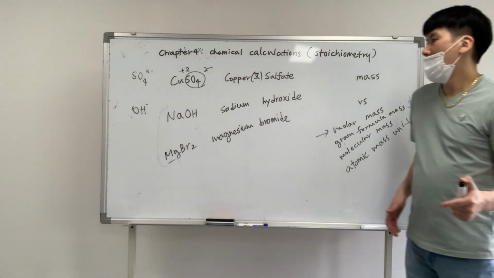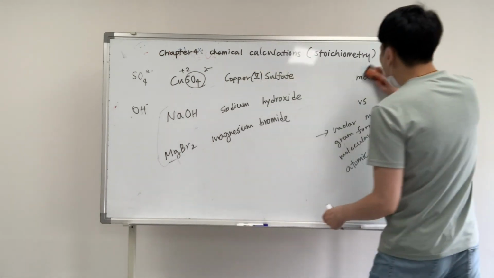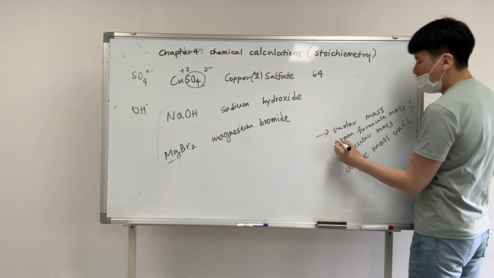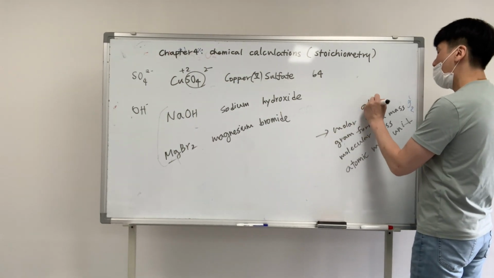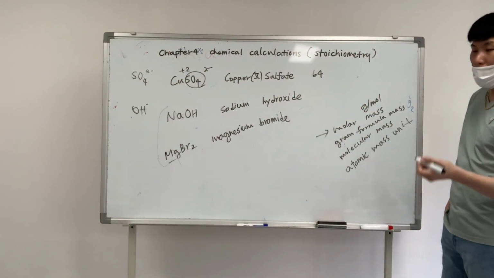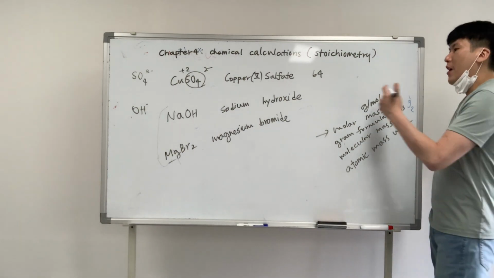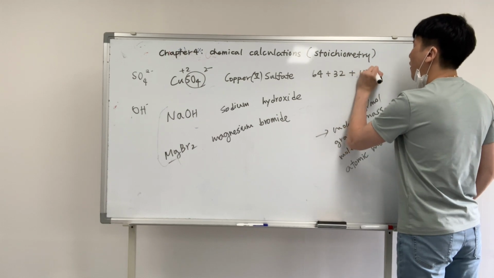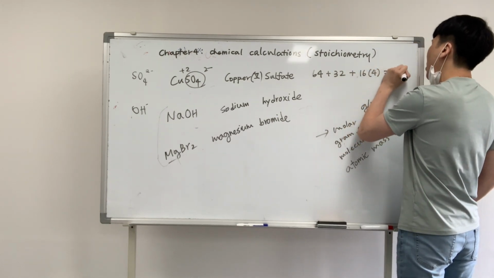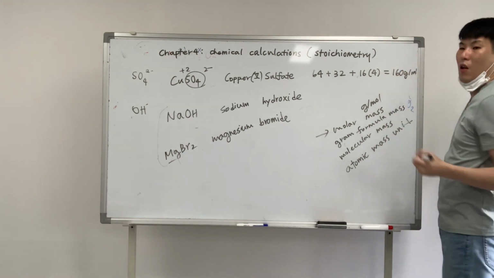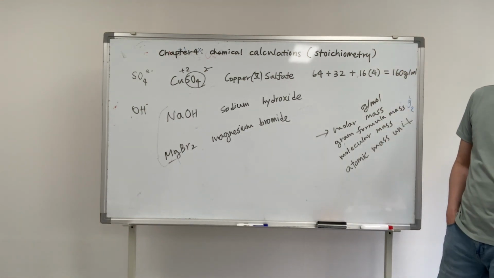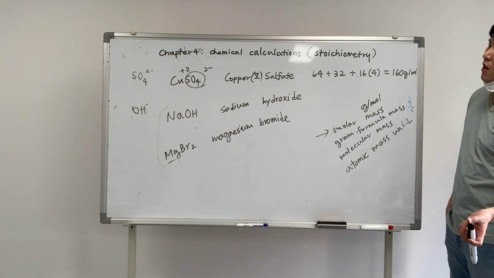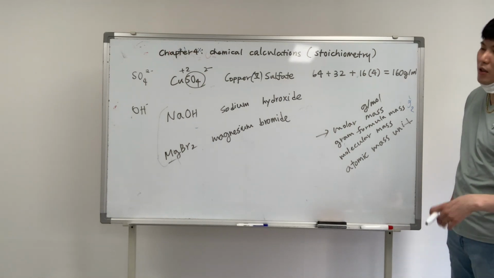So here, copper sulfate. Here we have 1 copper. Copper is 64. The unit for molar mass is gram per mole. Don't worry about the unit for now, okay? It's 64. S is 32. Oxygen is 16, but we have 4 of them. This adds up to 160 grams per mole. Can you check? Copper, how much is it? 64, right. S, right. Oxygen, that's how you do it.